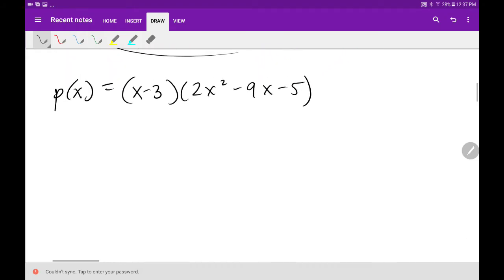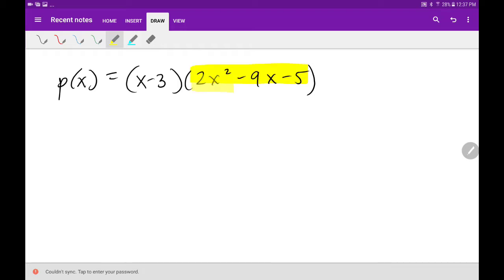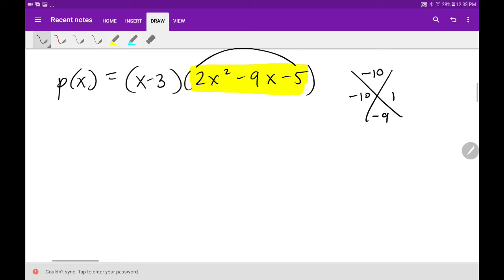Okay, we're not factored all the way yet, because notice we can actually continue factoring this quadratic here on the right. Since it's a quadratic, we don't need to do anything fancy. We'll just use our old magic x. So we need two numbers that multiply to negative 10 and add to negative 9. Those numbers are negative 10 and positive 1. However, since we have a number out in front, we need to take special precaution and divide both of those numbers by 2.